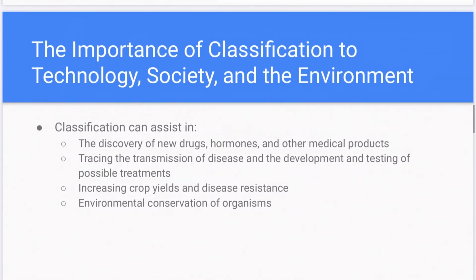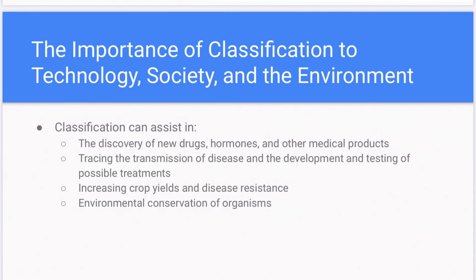There are importances to classification in technology, society, and environment. They can assist with things like discovering new drugs, hormones, and other medical products. Knowing how a bacteria, for example, or maybe a virus, COVID-19, responds to different drugs or what it's made of can help us to determine what we need as an antibody or treatments moving forward. Tracing the transmissions of diseases and the development of testing and possible treatments. We can see maybe where one virus evolved from another virus. We constantly talk about animals that we see as an example, but viruses and bacteria are also things that need to be classified.